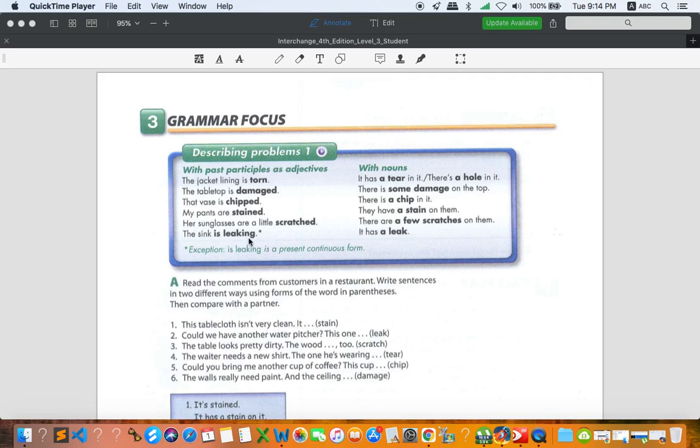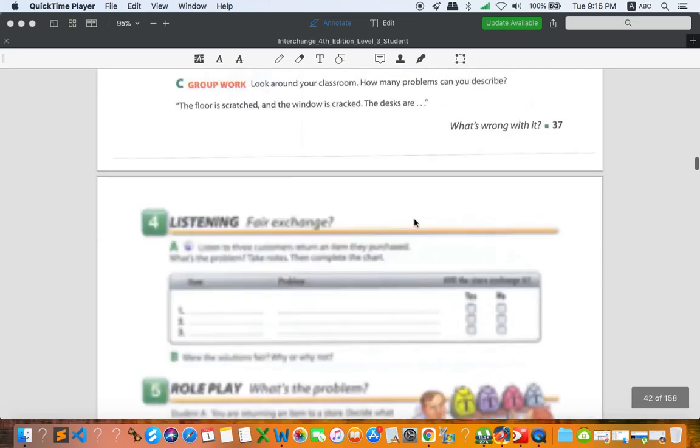Except leaking, which you have to use in a continuous form. It is an active meaning, not a passive meaning. There is an exception. And we also can use nouns to describe problems. You can use two forms if you remember this. We have it or they, has or have, plus noun. The noun refers to the problem. And you can use there is or there are, depending on the forms. So you can use it or they have or has, or you can use there is or there are with the problems.